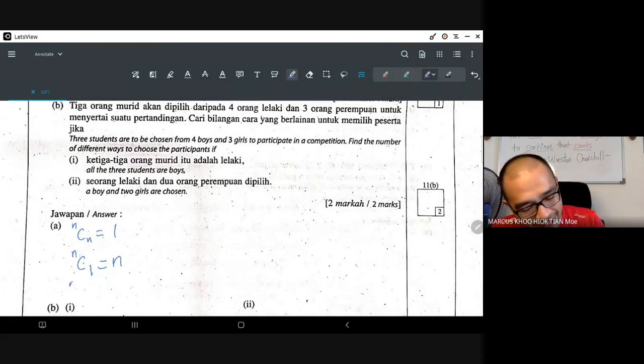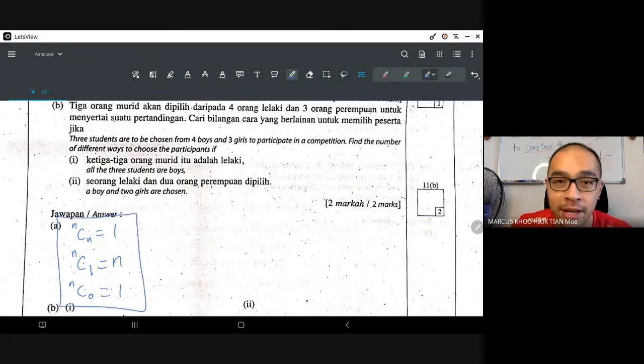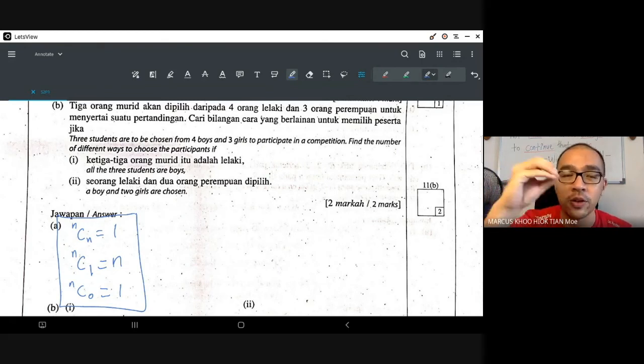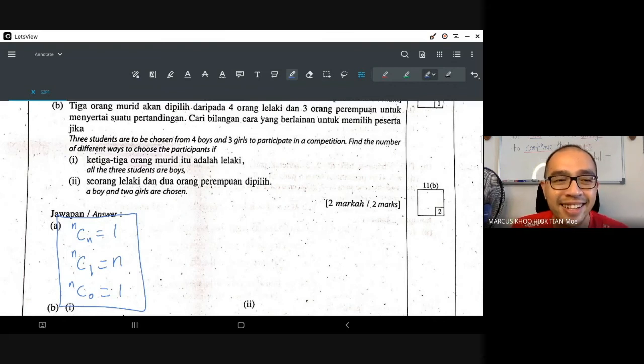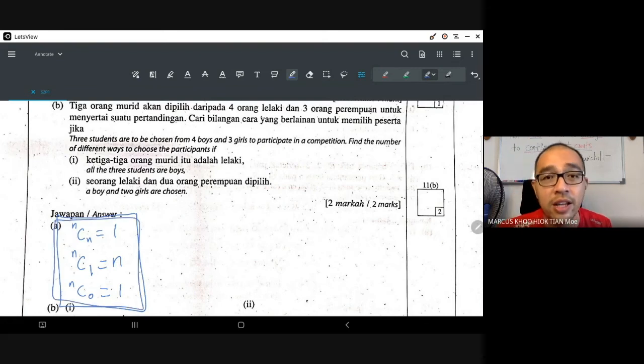Okay, NC0 equals 1. I don't know how many times I've said this. Okay, I shout a lot about this. This is very basic information. NCN equals 1, NC1 equals N, but NC0 equals 1. There's only one way to give 0 things to pick, to choose no one. One way, or no way. So these are 3 very important facts that you need to remember.